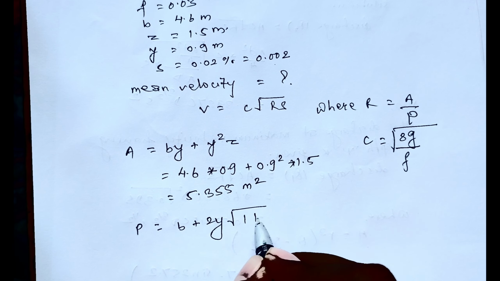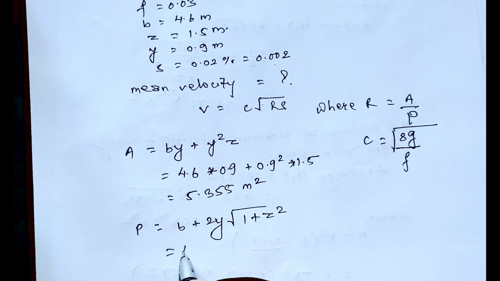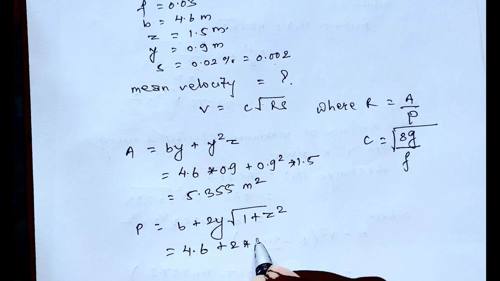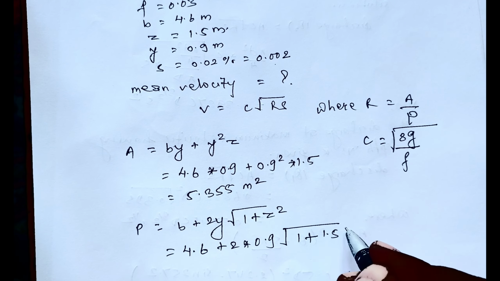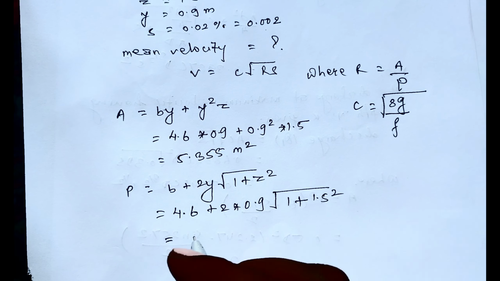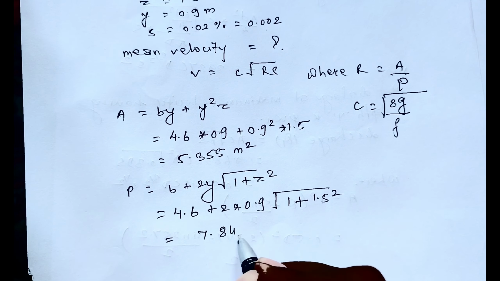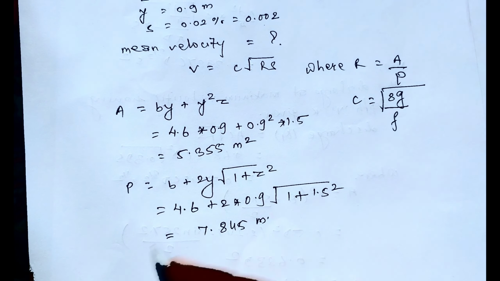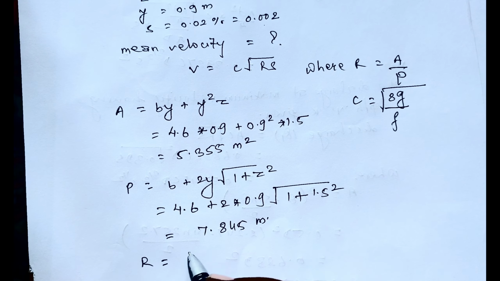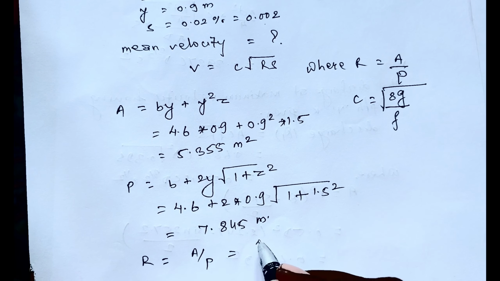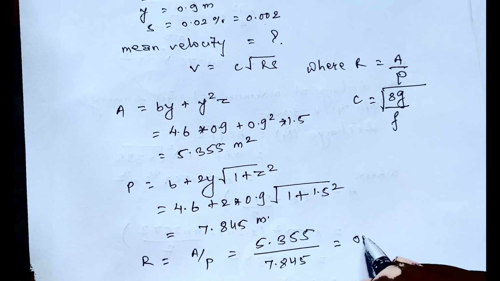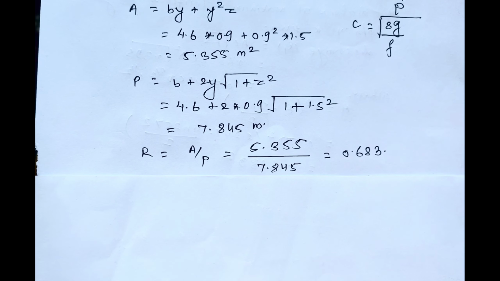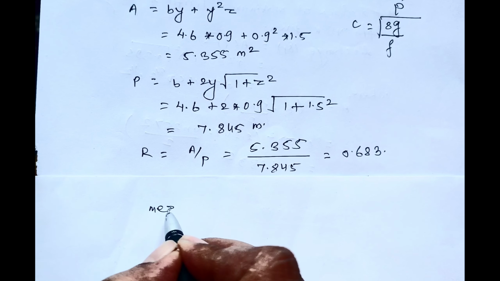And for the perimeter, p equals b plus 2y root over 1 plus z square, where b equals 4.6 plus 2, y equals 0.9, root over 1 plus the value of z, 1.5, whole square. On solving this, the result will be 7.845 meter. Now the ratio r equals a by p equals 5.355 divided by 7.845 equals 0.683.